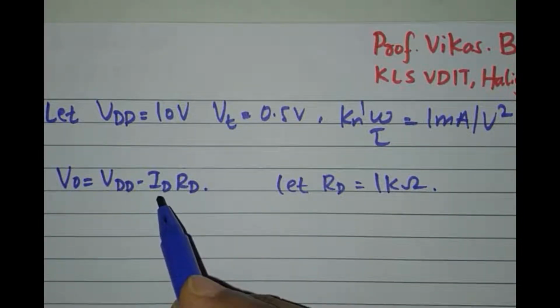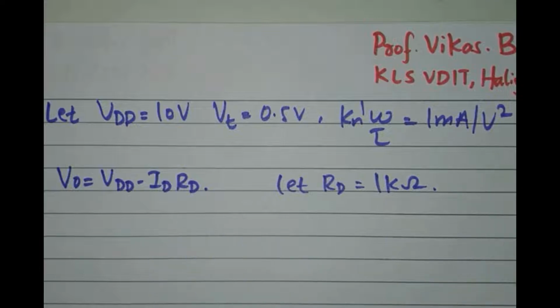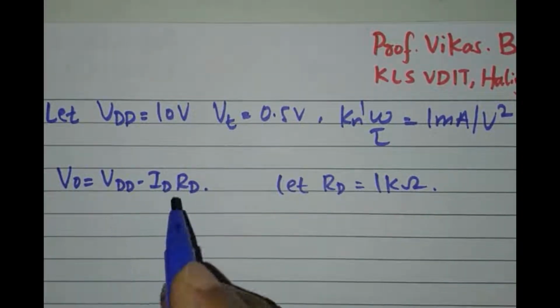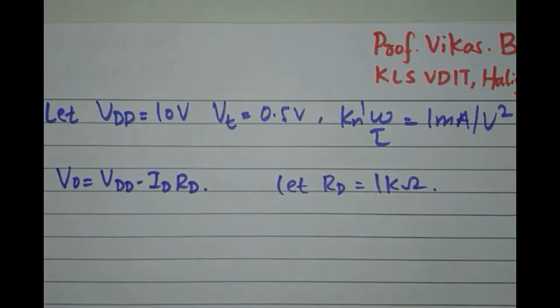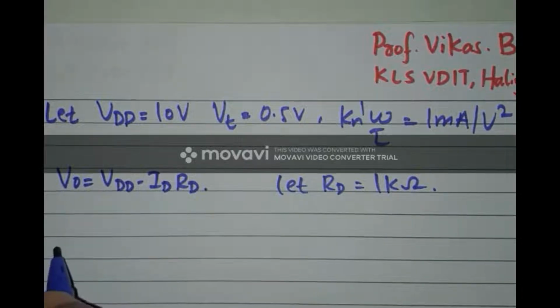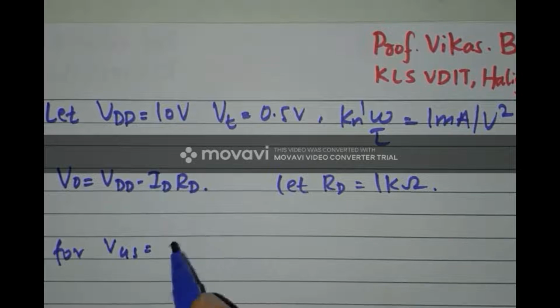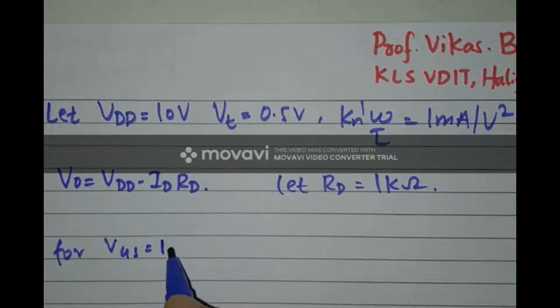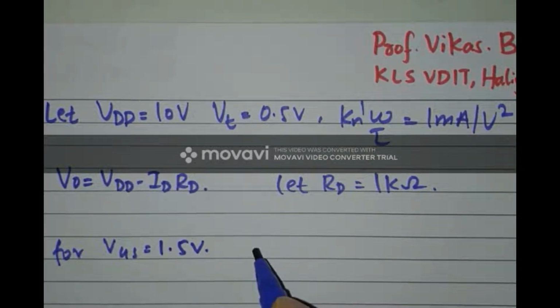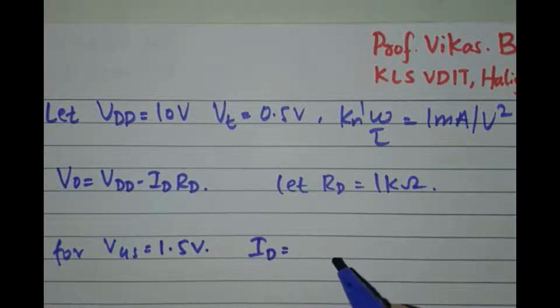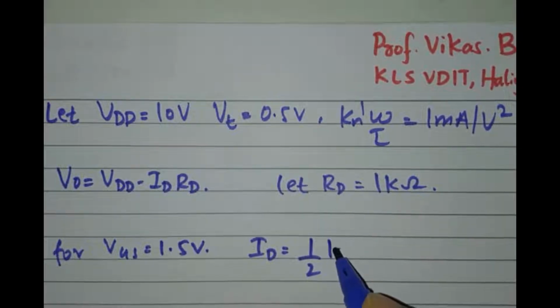Now in order to obtain ID, I need to calculate that ID. So let us calculate ID for different values of VGS. So for VGS equal to, let's consider 1.5 volt. Considering the equation of ID, let's consider the ID equation as the drain current equation in saturation region.